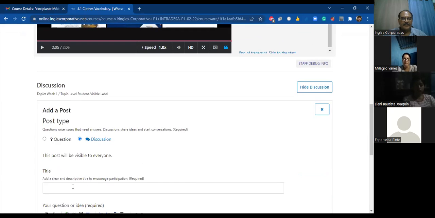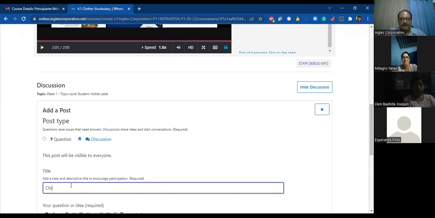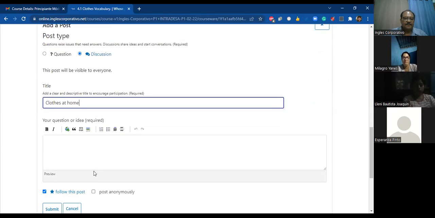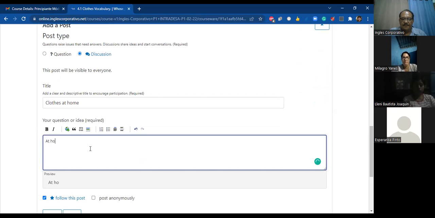Okay. Clothes at home. You can write at home: I wear shorts, sandals, and a tank top. Okay. Work: I wear a shirt, pants, and shoes.